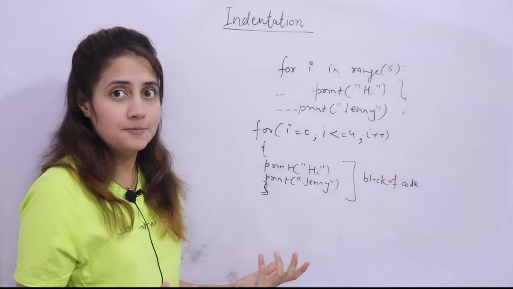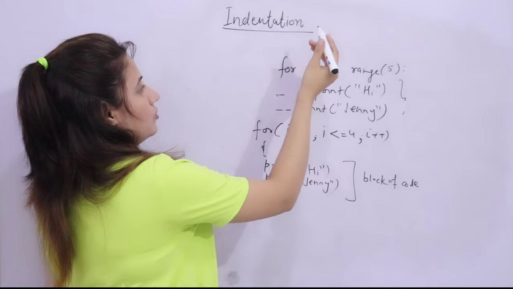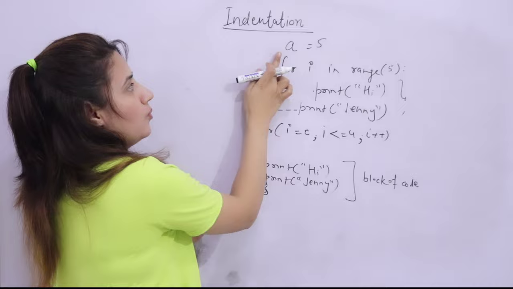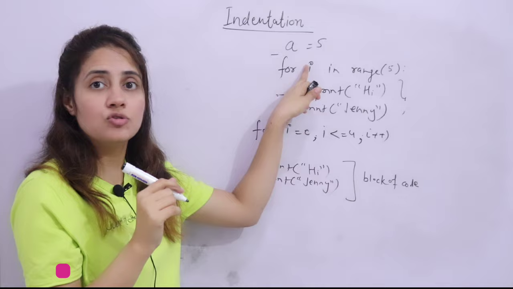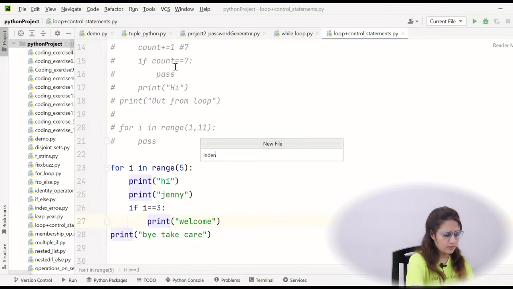And one more thing, the first line of the Python code cannot be indented. Suppose the very first line in the Python program, I am writing a variable a is equal to 5. And if you have put some space before this line, suppose one space, it will give an error. So the first line should not be indented in Python, right? Let me just show you with the help of a program. Okay, so let's create a new file here, indentation.py, right?